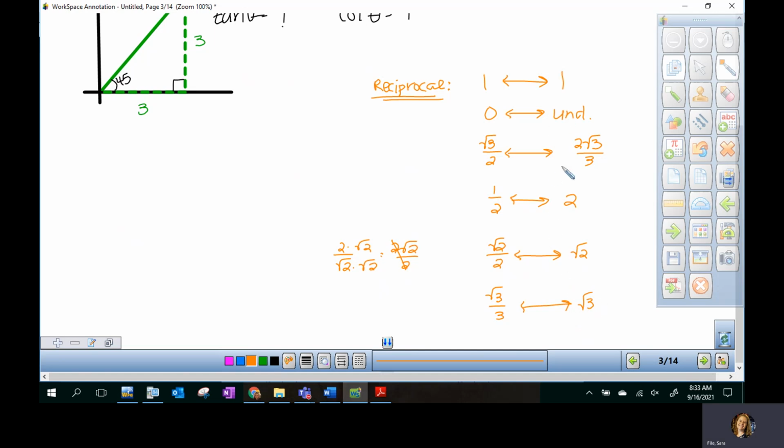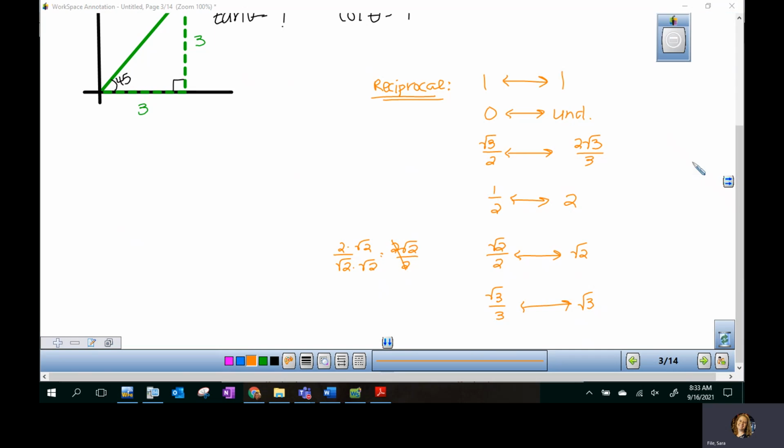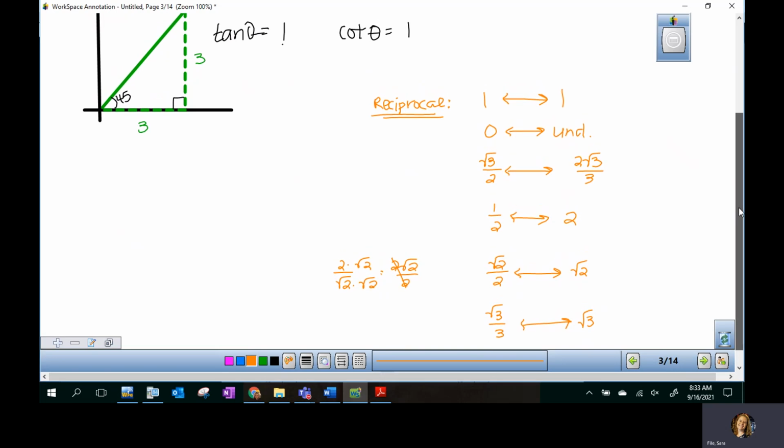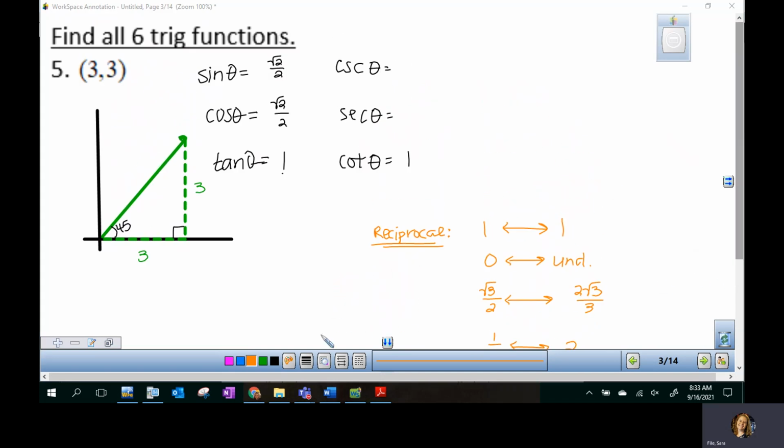Okay, so these were the list of reciprocals we went over when we were doing that activity last week. So if you can remember those, that's going to help you work a little quicker, make things a little easier. So the reciprocal of 1 was 1. The reciprocal of √2/2 is just √2. So both of these, secant and cosecant, are just √2. Everything's positive. Should everything be positive in quadrant 1? Yeah. All students take calculus. All the trig functions are positive here.